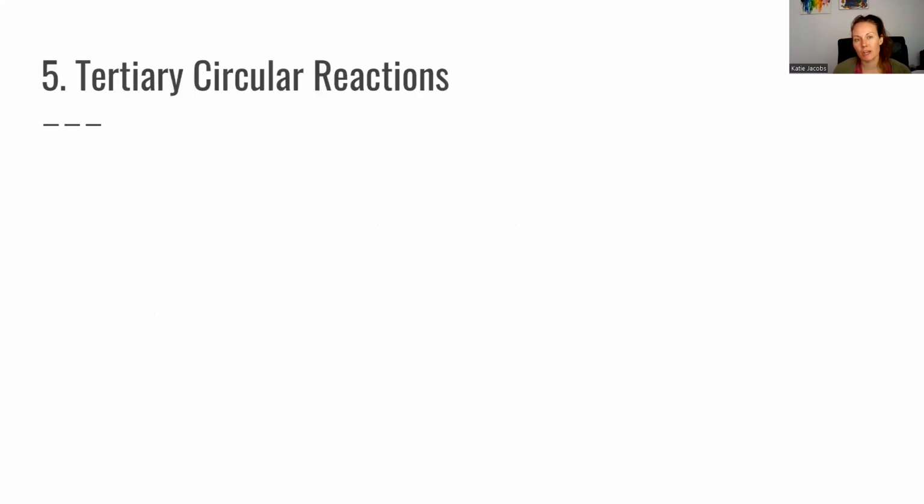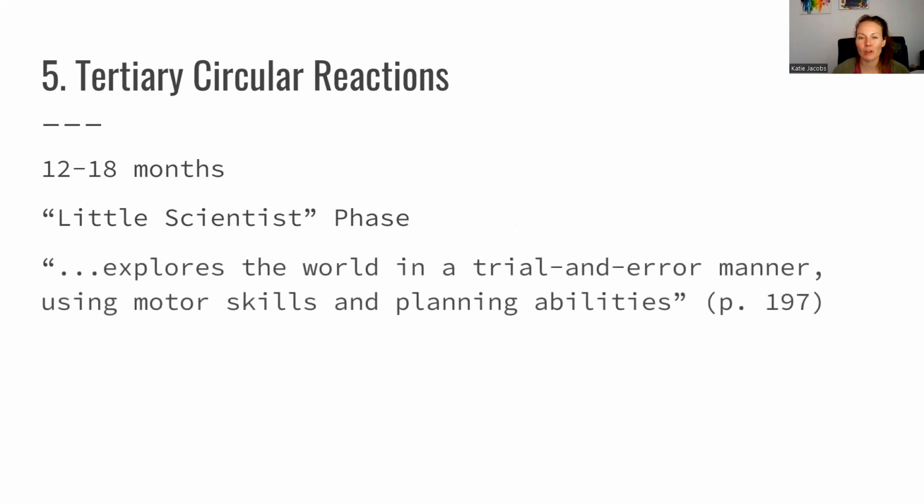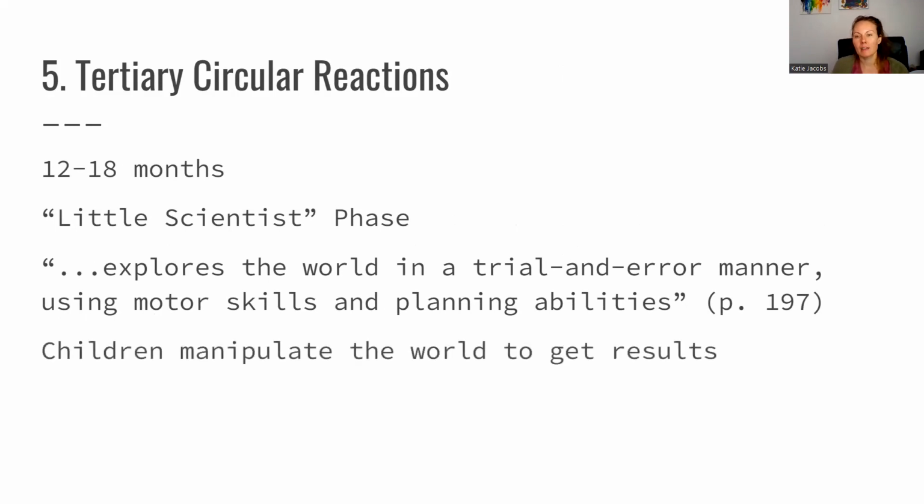Fifth, we have the tertiary circular reactions. This happens between 12 and 18 months. We call this the little scientist phase because this is when they get into everything. They are wild and they want to explore and they want to play games and explore everything, trial and error. They like to use their motor movements and planning abilities. And basically, if we're going to put this into a sentence, children manipulate the world to get results. And it's fun and wild.